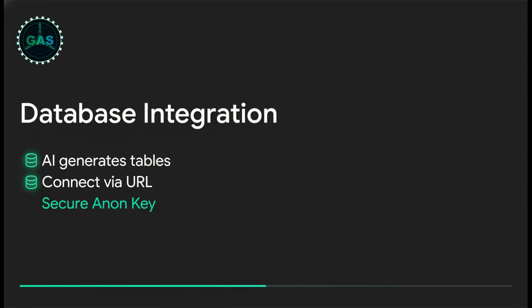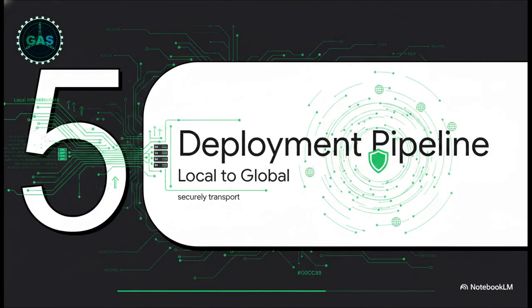The integration logic here is straightforward and highly efficient. Inside your unified workspace, you simply feed the AI your database project URL and a secure anon key. That key acts as a specialized digital passport, allowing your local AI to safely talk to your cloud database. Once authorized with this digital passport, the AI can independently generate relational tables, populate them with test data, and sync live user metrics directly from your localized application up to the cloud, all without you needing to write a single complex database query. Which brings us to our final step, Phase 5, the deployment pipeline, from local to global.